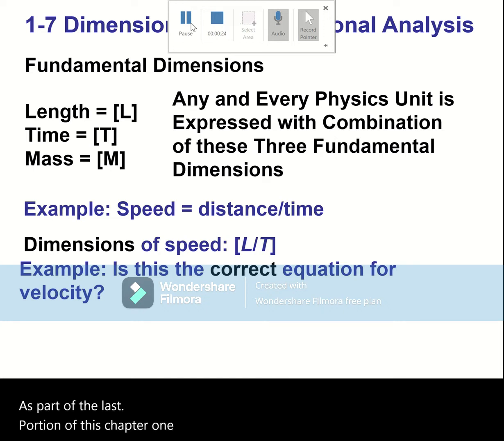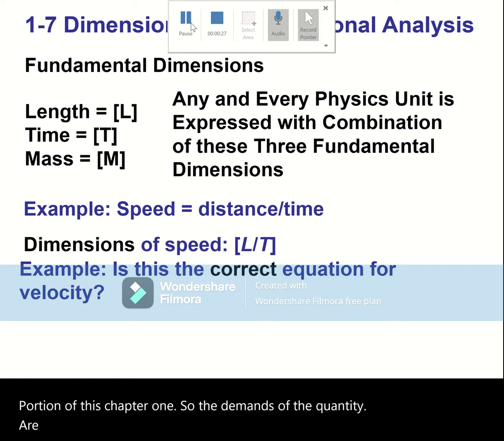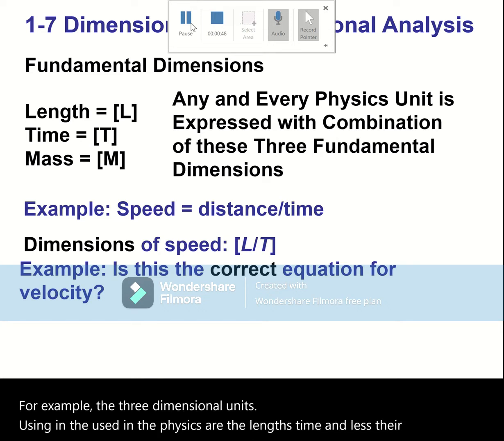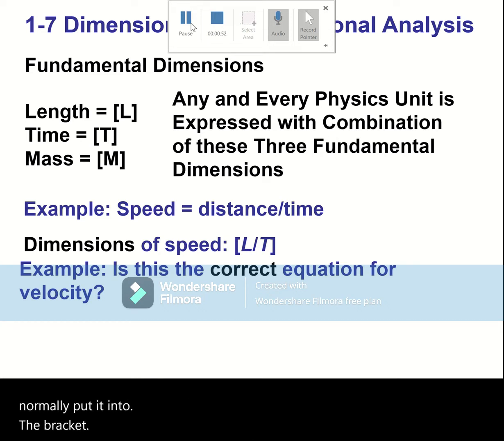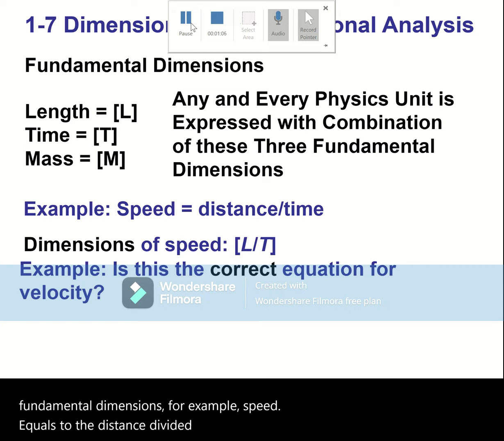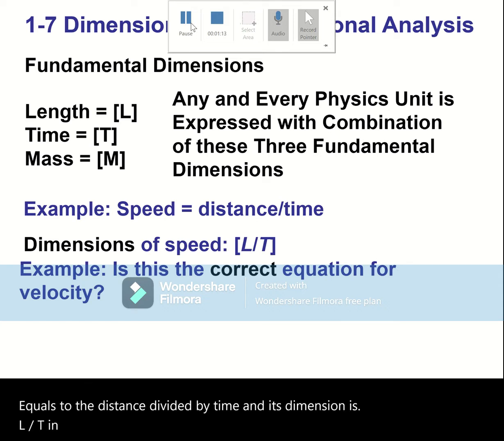Dimensions of a quantity are the base units that make it up. They are generally written using square brackets. For example, the three fundamental dimensions used in physics are length, time, and mass. Their units are L, T, M, and they normally put them into brackets. Every physics unit is expressed with a combination of these three fundamental dimensions. For example, speed equals distance divided by time, and its dimension is L over T in brackets, as you can see here.